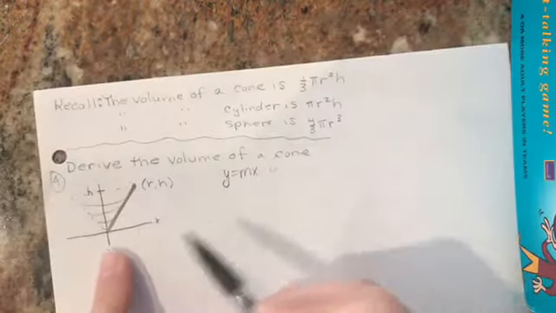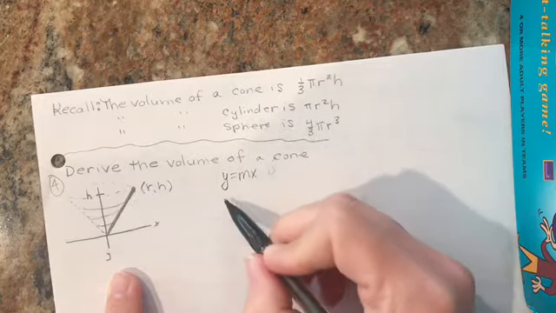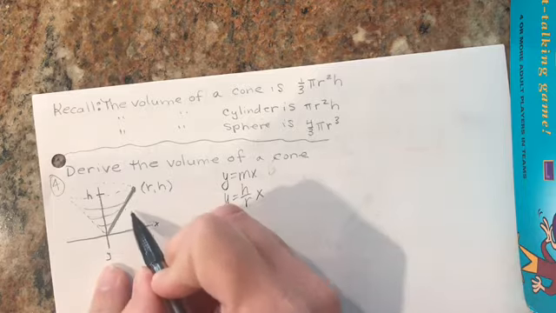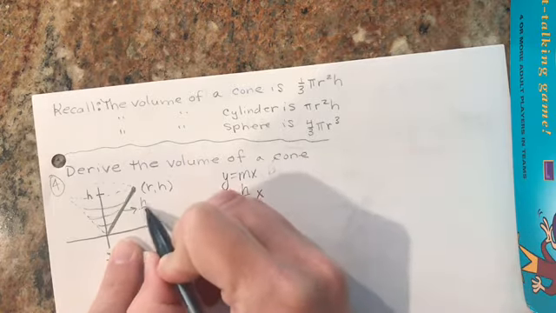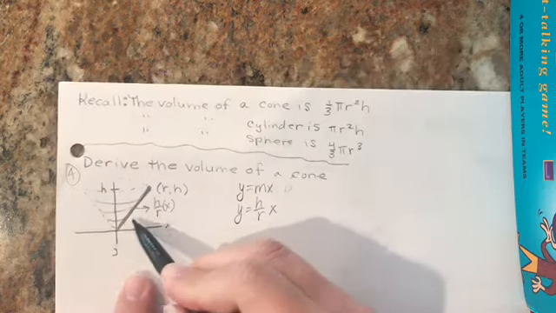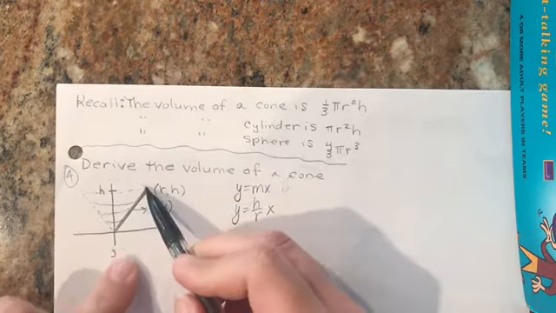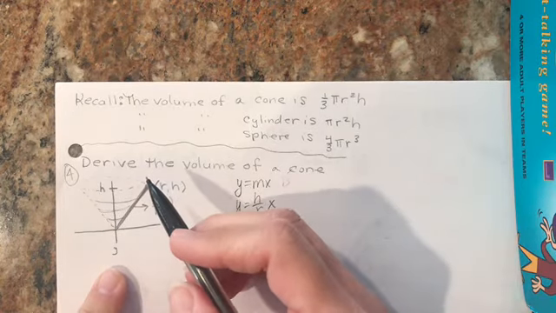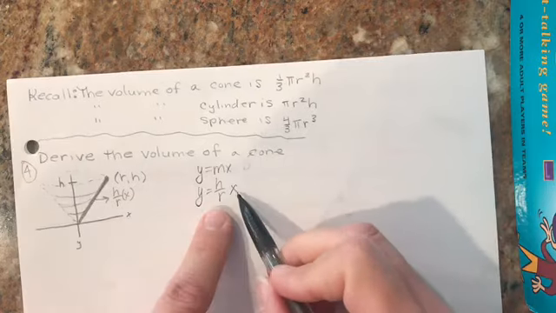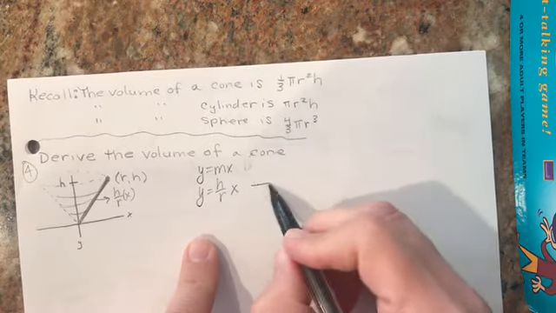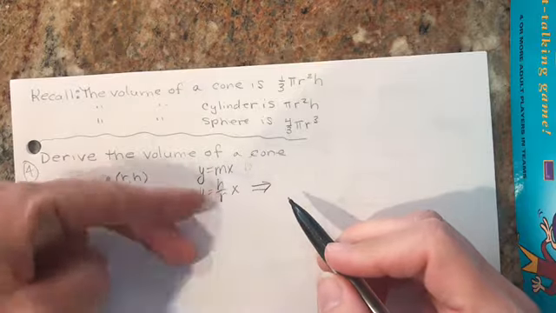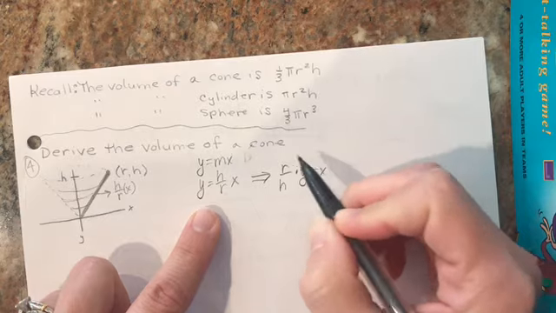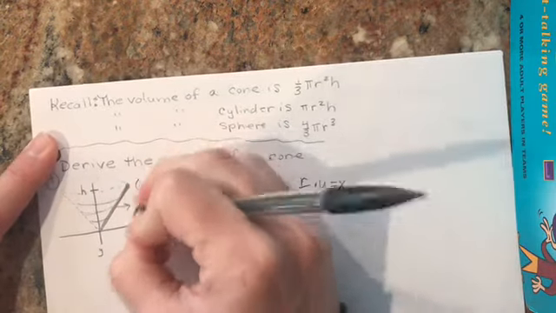And then our slope, remember, is rise over run. So our slope is h over r. So that's the equation of this line right here: h over r times x. We want to rotate this line around the y-axis. So we're going to want to do this in terms of y. Okay, well that's a problem, right? Because right now I'm in terms of x. So I'm just going to rewrite this problem in terms of y. I'm going to multiply by the reciprocal, r over h times y equals x.